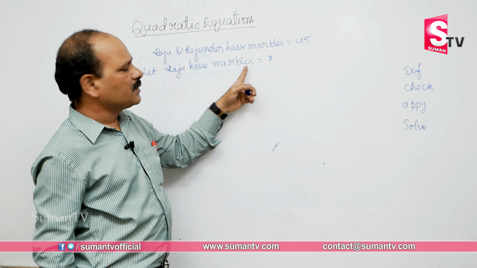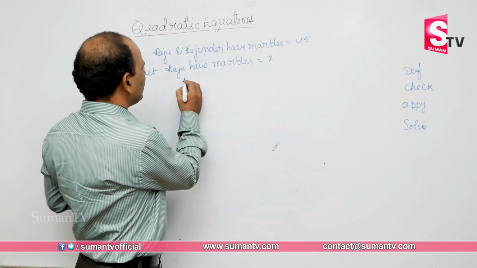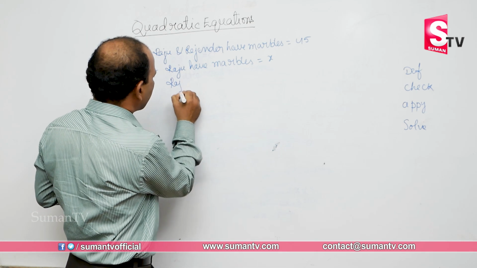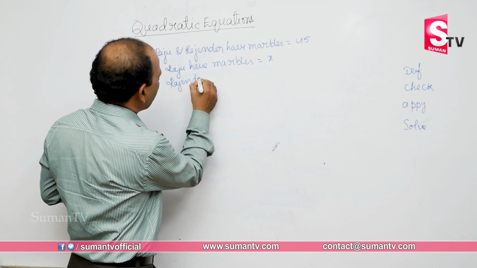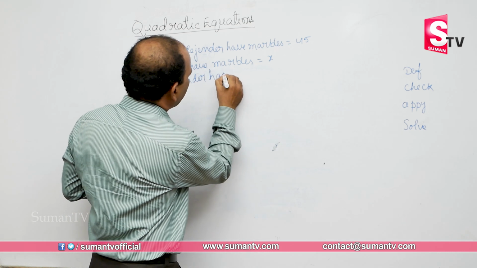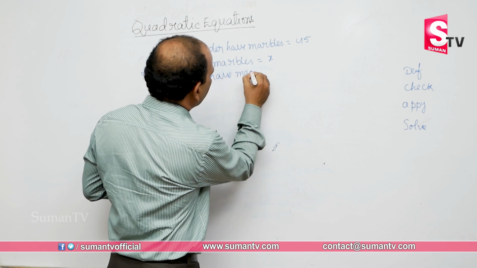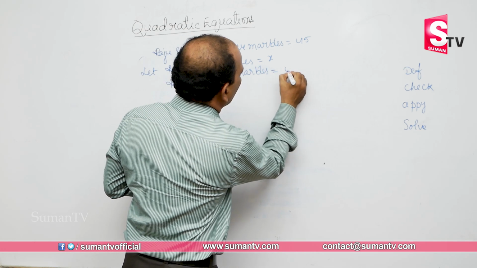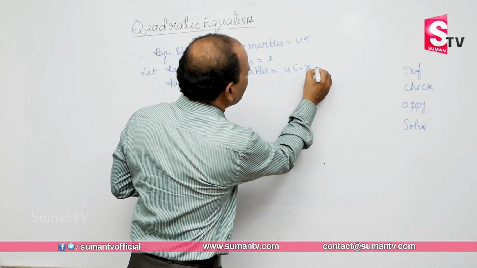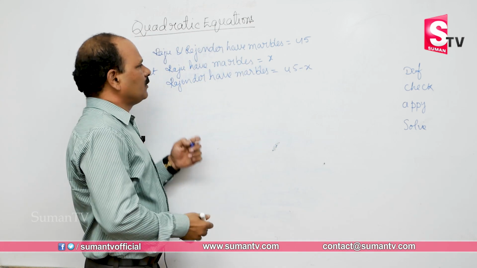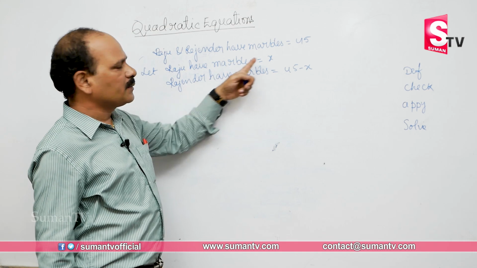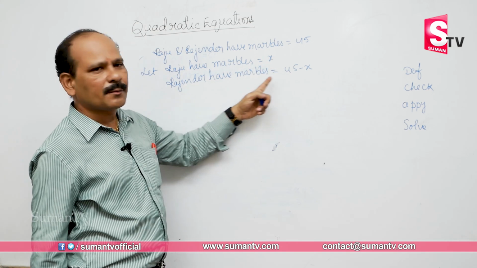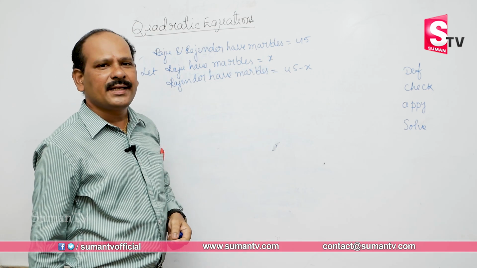Raju has X marbles, then Rajender has marbles equal to 45 minus X. When we assume Raju has X marbles, then Rajender has 45 minus X marbles.